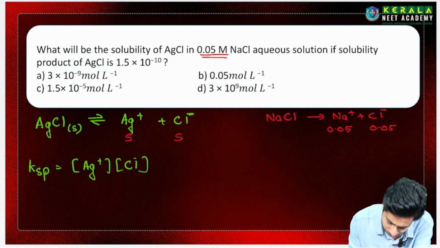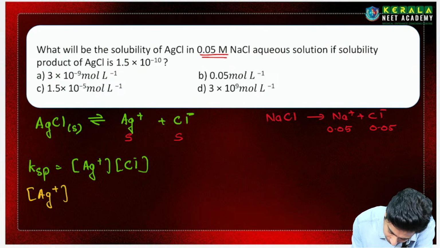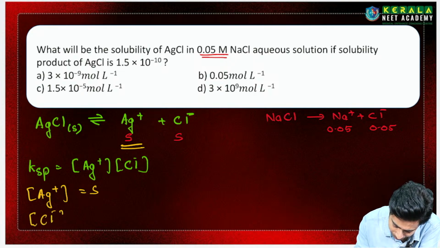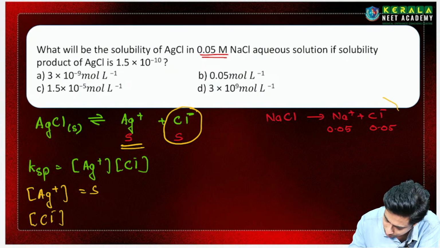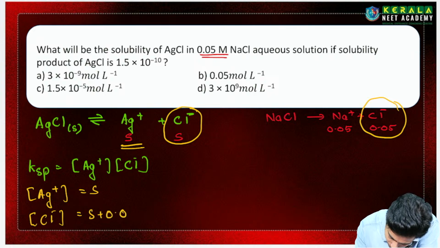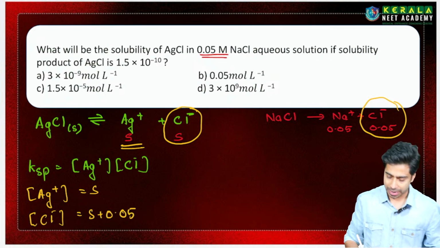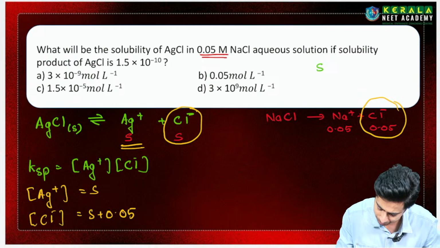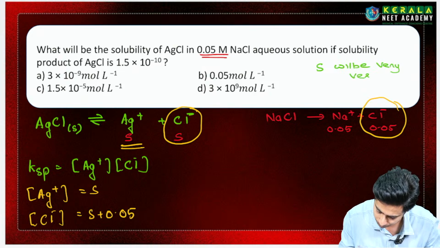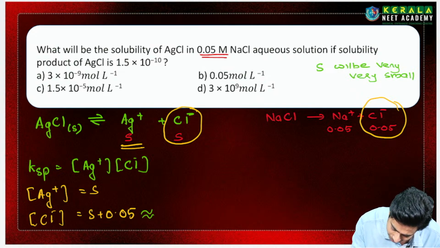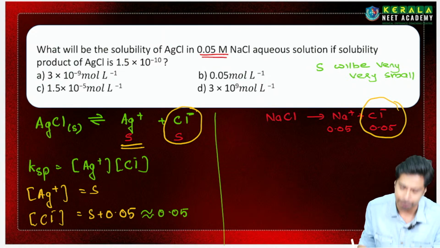So what is the concentration of Ag plus? It is S. And what will be the concentration of Cl minus? Here Cl minus is S, and NaCl gives 0.05. So the total is S plus 0.05. And remember, the solubility S is normally very small for a sparingly soluble salt. So S plus 0.05 is approximately 0.05. We are going with a mild approximation there.